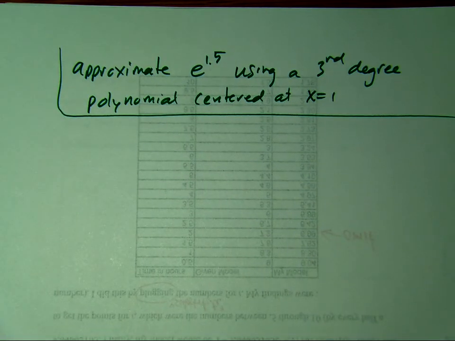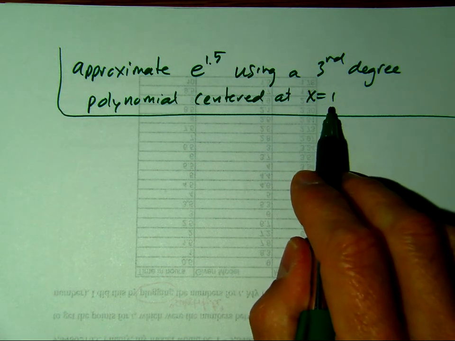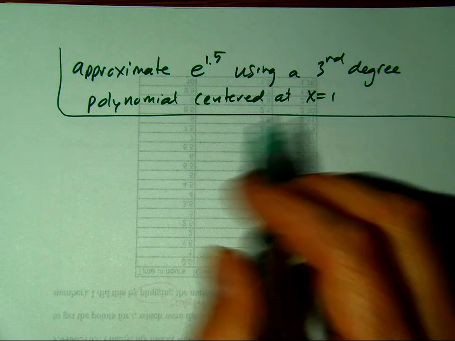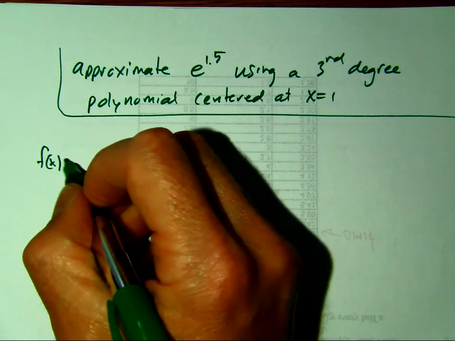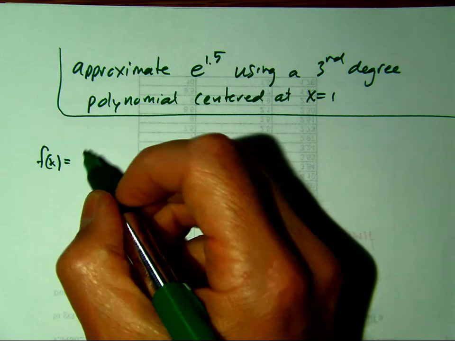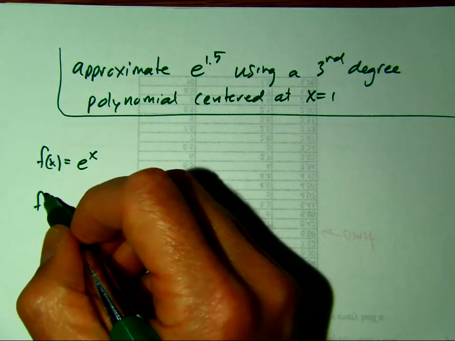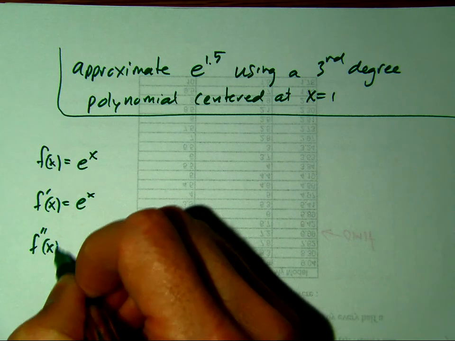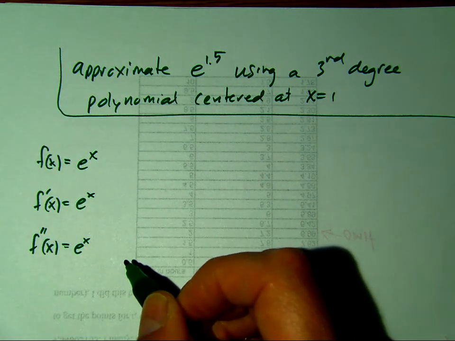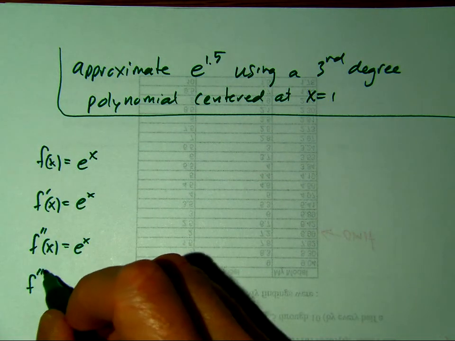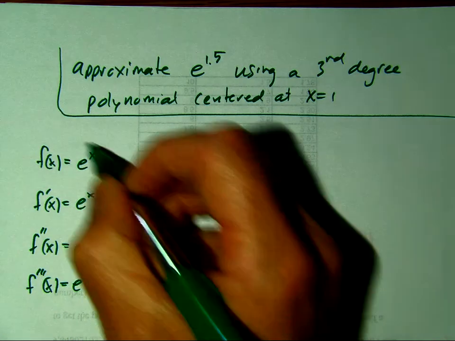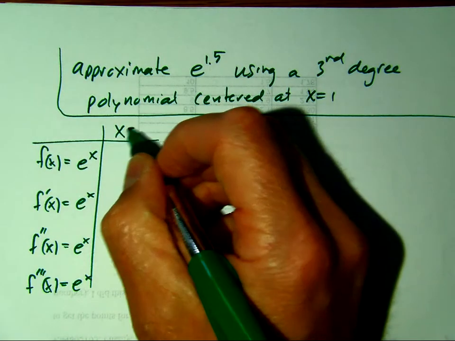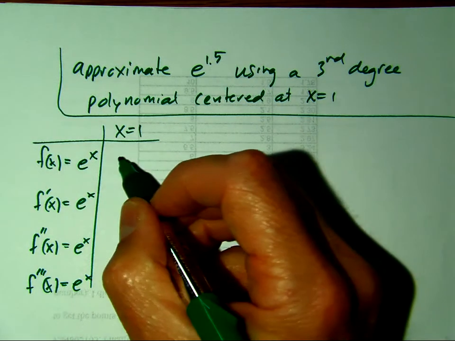All right. Now we're centered at 1, so we follow the same steps, but it's a Taylor polynomial, and we will look at the derivatives. We have e to the x. F prime is e to the x. F double prime, e to the x. We want a third degree polynomial. Evaluate it at 1, so we have e.